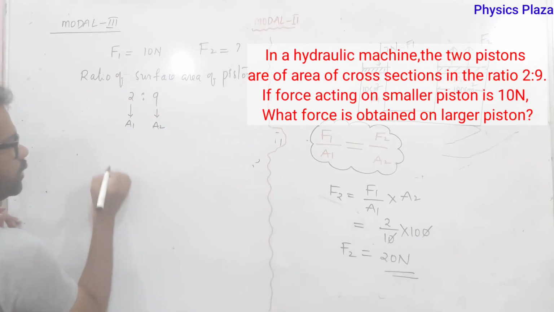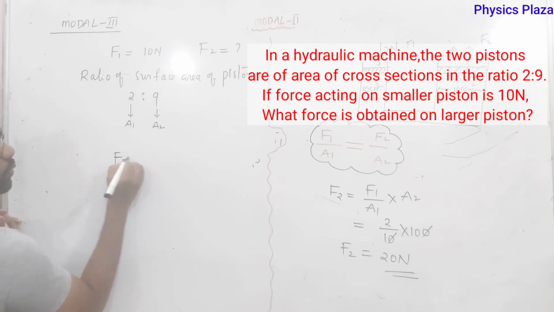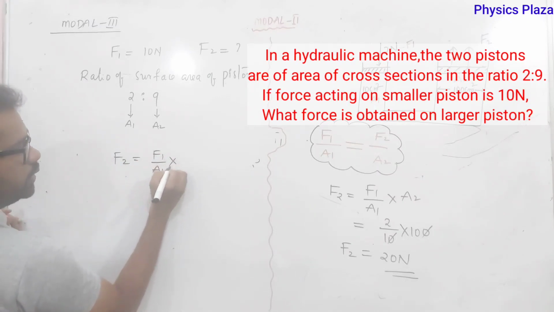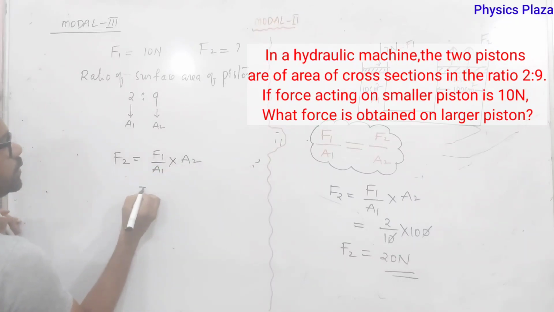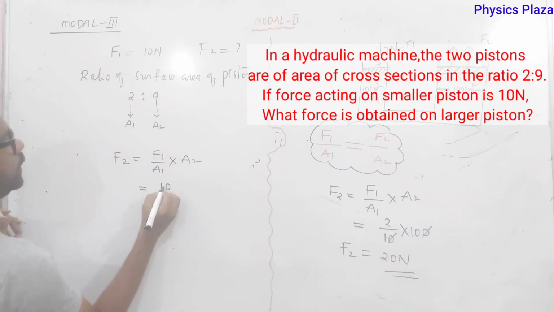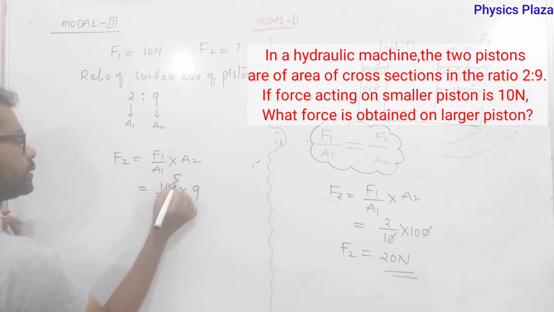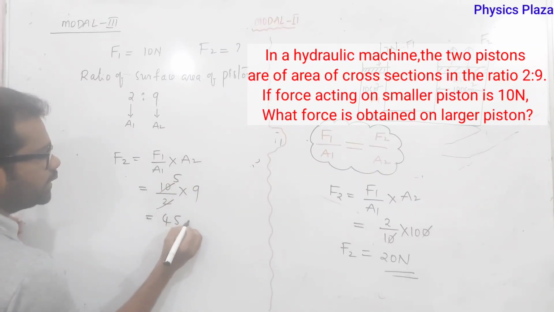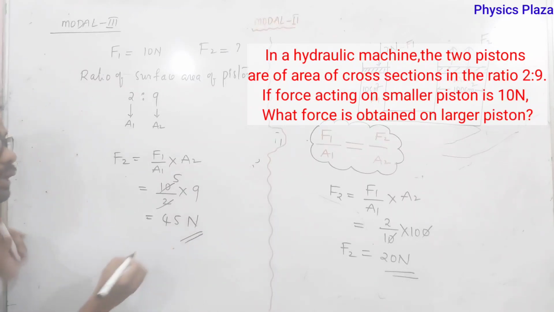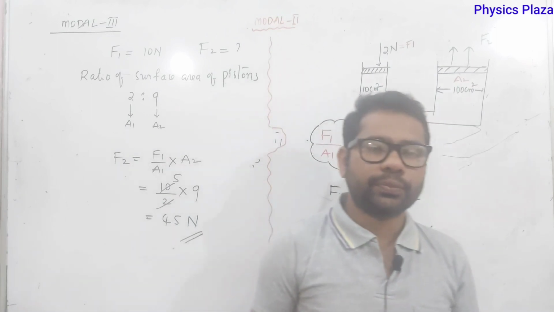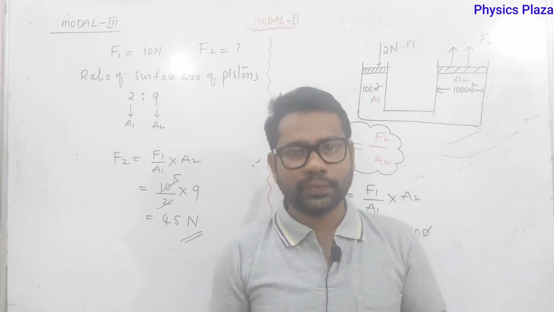Now the same formula you can use: F2 is equal to F1 by A1 into A2. Let us calculate. It is 10 by 2 into 9, 2 fives are 10, so 5 into 9, 45 Newton. Children, the process is everything the same. But the understanding is very important. Am I clear?